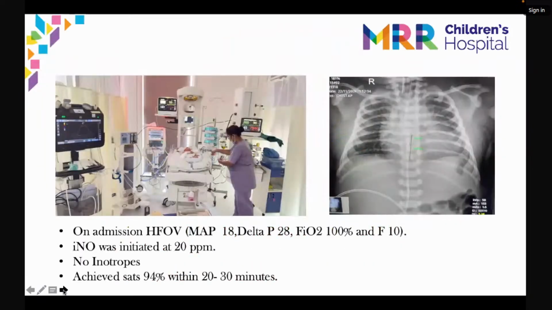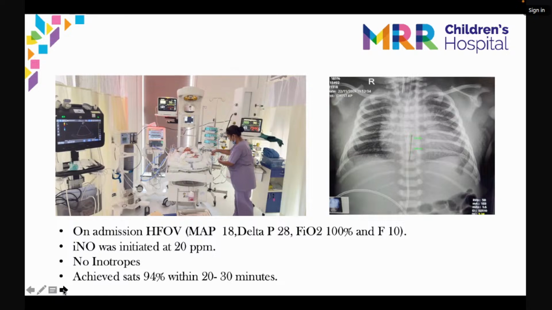Once we received the child, considering the RDS type of a picture, considering that most likely this PPHN was secondary to a poorly recruited lung, this child was put on high frequency ventilation. Initial requirement of MAP of around 18, delta P of around 28, FiO2 of 100%, and a frequency of 9 to 10.